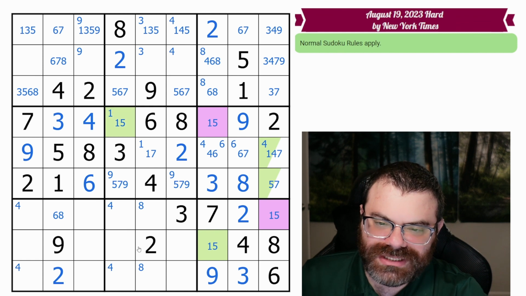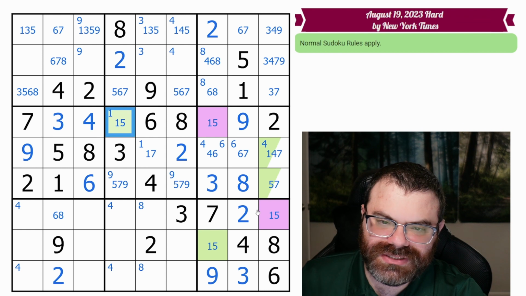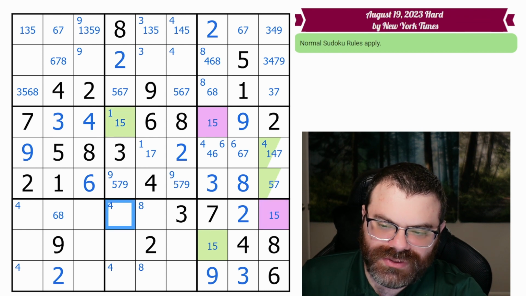So for example, one thing we could see is that this cell can't be 1 or 5 because it sees a green and a purple. So if it can't be 1 or 5, then it can't be 1, 2, 3. It could be 4. It can't be 5. It could be 6. Can't be 7 or 8. It could be 9, right?